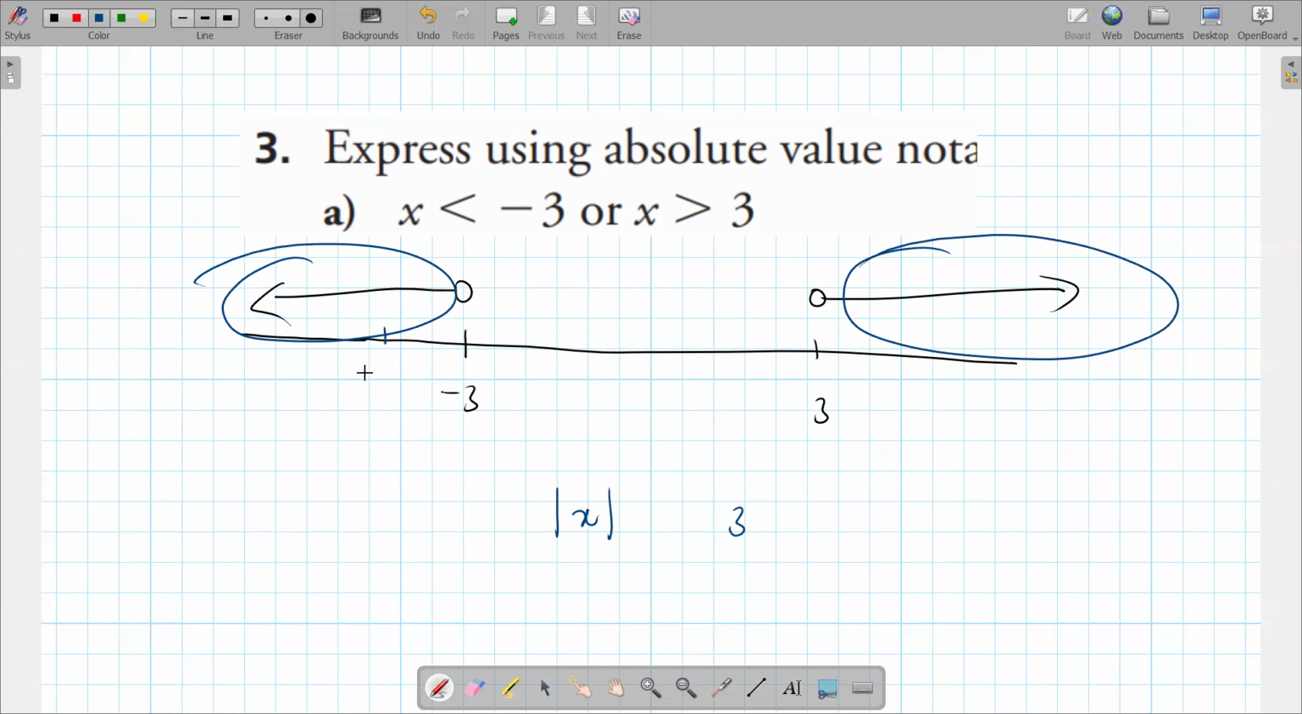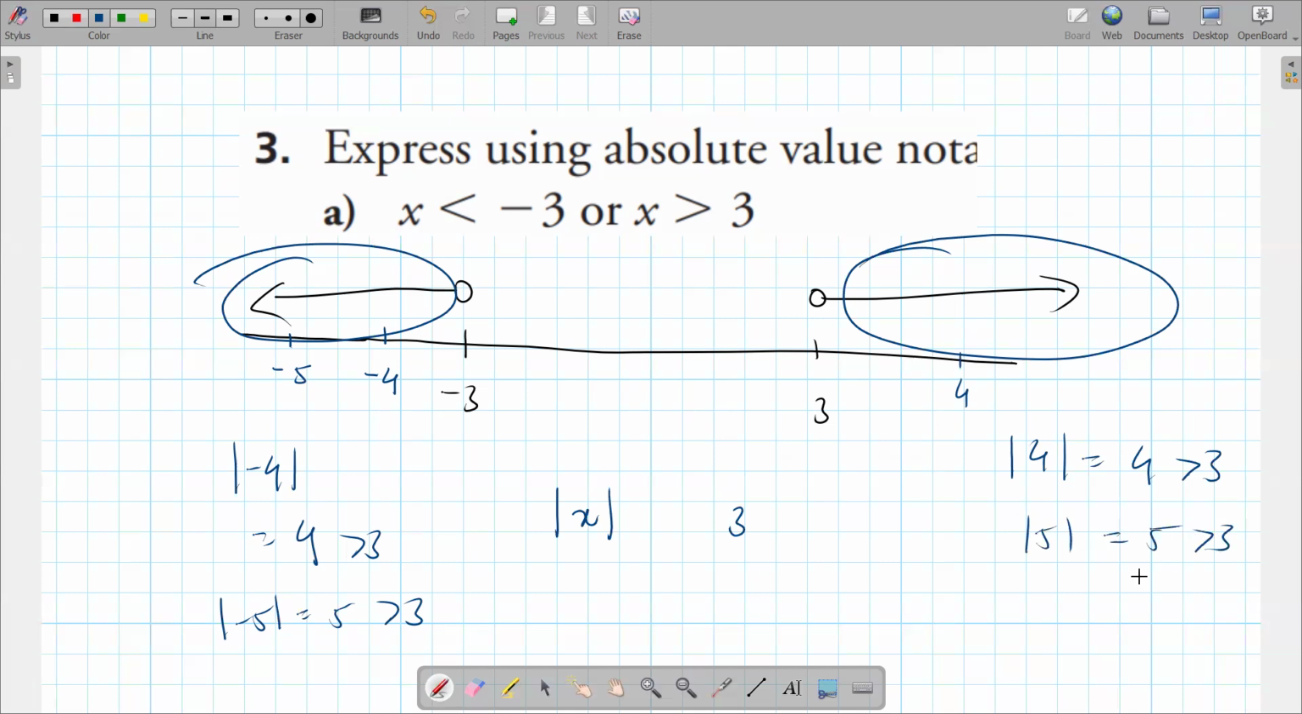So over here, you have -4. When you take the absolute value of -4, you get a +4, which is greater than 3. Over here, you have an x value of -5, same idea. You'll get +5, which is bigger than 3. Over here, absolute value of 4 is just 4, which is also bigger than 3. 5 is just 5, which is bigger than 3. So what's the sign in the middle? Greater than. And there you go.